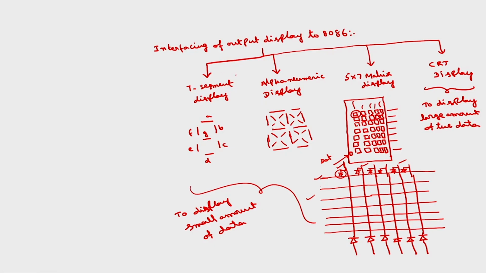First, we will discuss how to interface a 7 segment display to the microprocessor 8086. Interfacing of 7 segment display to 8086. There are 2 types of 7 segment displays. One is called common anode, another is called common cathode.